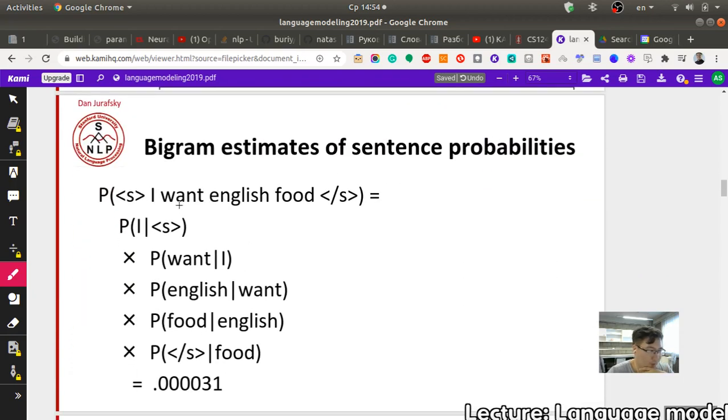So for example, if you have "I want English food," you calculate how many times I comes after the start S, how many times want comes after I, how many times English comes after want, how many times food comes after English, and how many times end of sentence comes after food. And you get this probability. What can you do with this probability? You can compare it with other sentences.